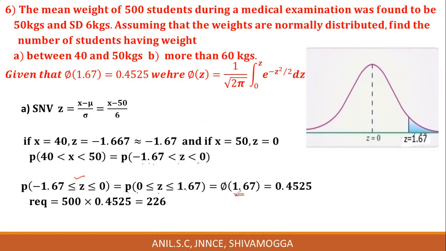That can be written as phi of 1.67. And table value of phi of 1.67 is 0.4525. This is the probability of any student having weight between 40 and 50 kgs. How many such students are there? 500 students are there. Therefore, multiply this quantity by 500, you get 226.